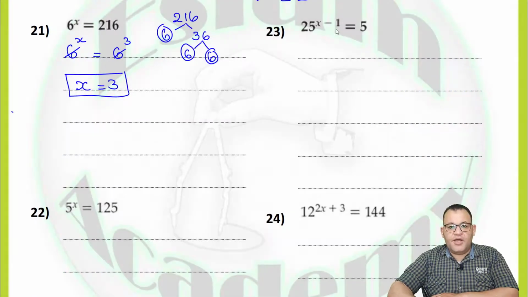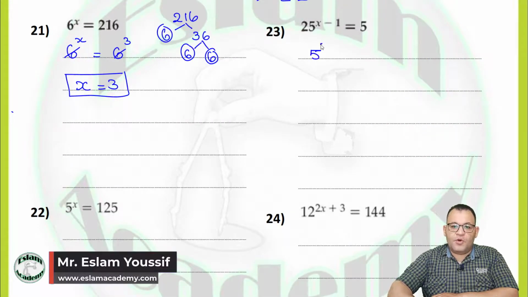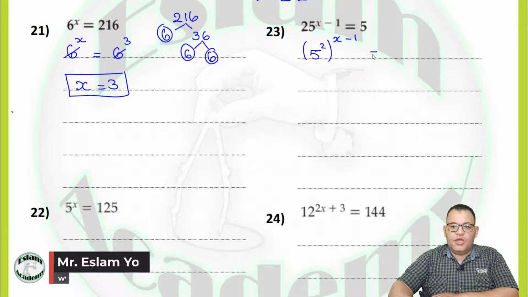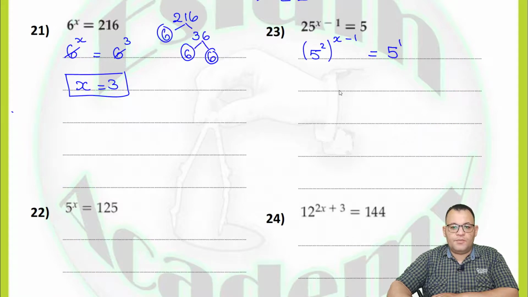25 to the power x minus 1 equals 5. We know that 25 is equal to 5 to the power 2. 5 to the power 2, all to the power x minus 1, equals 5 to the power 1. Now we have power of a power, so we can multiply them. So 5 to the power 2 times x, which equals 2x. 2 times negative 1 equals negative 2. All of that is equal to 5, which equals 5 to the power 1.